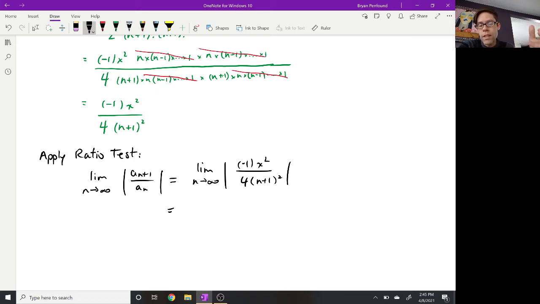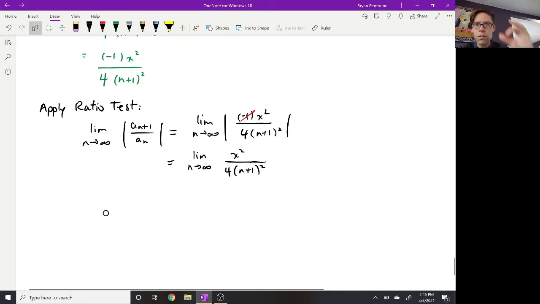So I can probably get rid of these absolute value bars just by changing the sign of the minus 1. If I get rid of this minus 1, I know that x squared is going to be positive, I know that 4 is already positive, and I know that n plus 1 squared is going to be positive as well. So we should be able to drop those absolute value bars just by removing that negative 1, because it's going to turn into a positive 1 anyway.